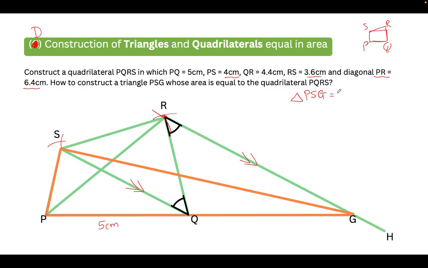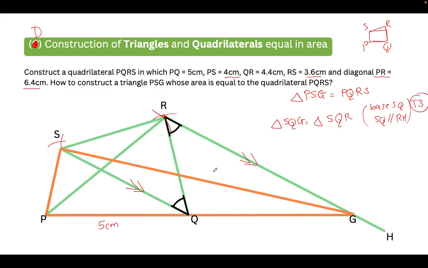has area equal to quadrilateral PQRS. How? Let me explain to you. The area of triangle SQG is equal to the area of triangle SQR. Why? Because they are standing on the same base SQ, and between parallel lines, SQ parallel to RS. This is according to theorem 3.